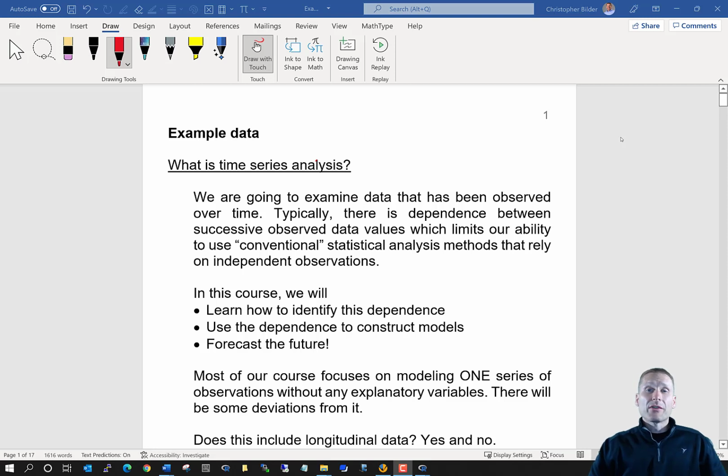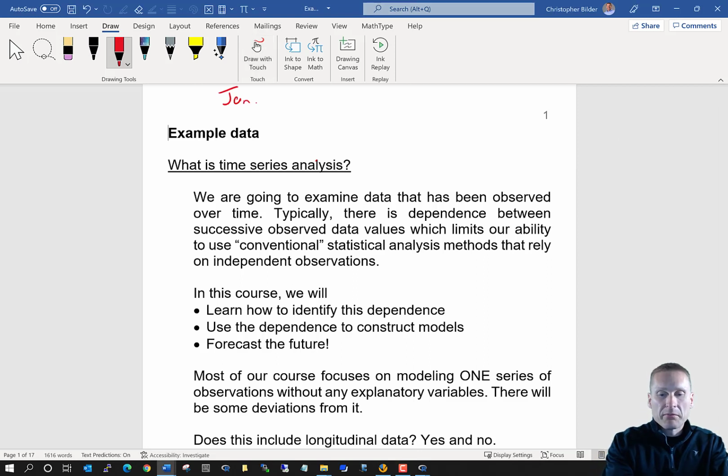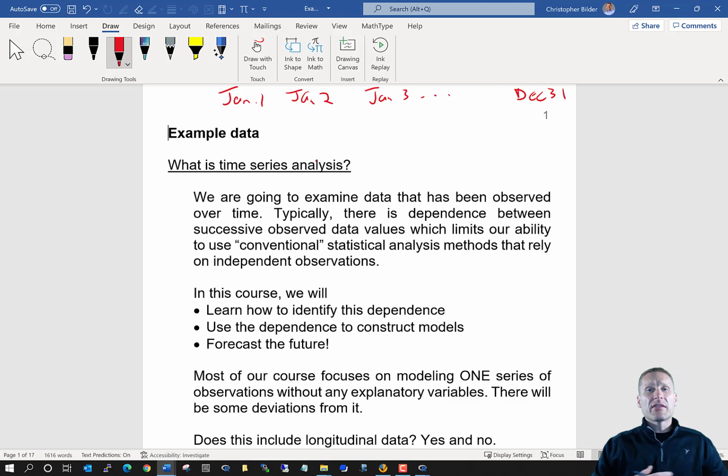So a good place to start a course on time series analysis is with a description of, well, what kind of data are we going to be analyzing? Simply put, we're going to be observing data over time in a series, you could say. So for example, maybe we observe, let's say, your weight on January 1st, then January 2nd, January 3rd, and maybe all throughout the entire year. And so we have a series of weights, and we would like to analyze that.